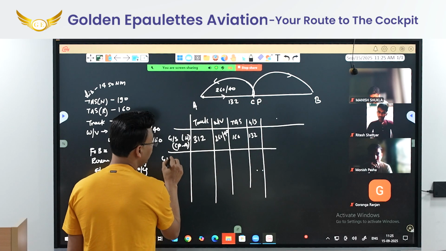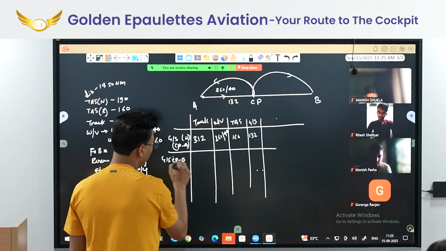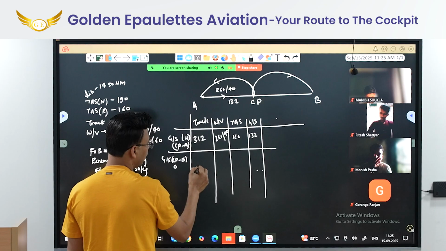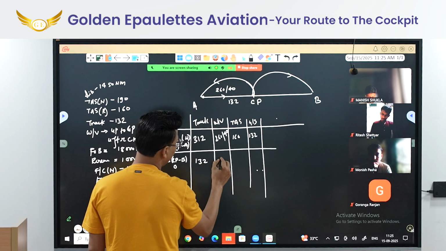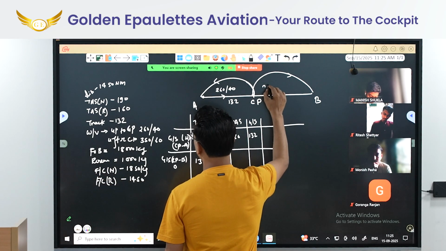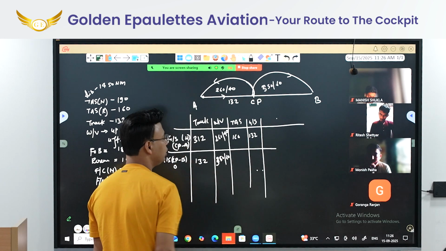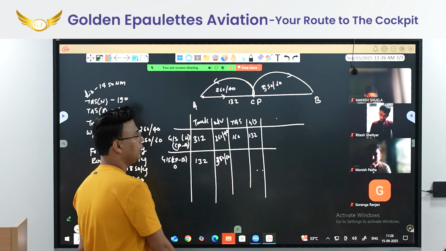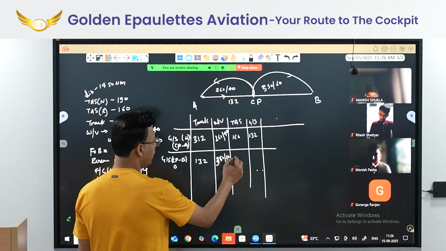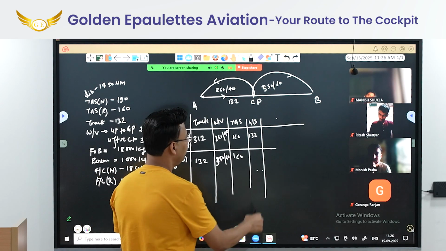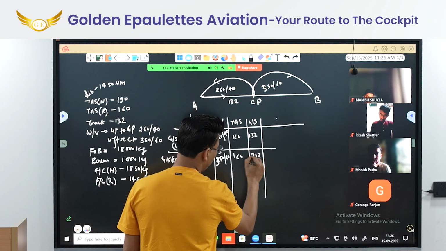Second, ground speed CP to B, it will be called out. Track will be 132. Now winds would be 35060. TAS again reduced TAS, 160. So ground speed is 203.